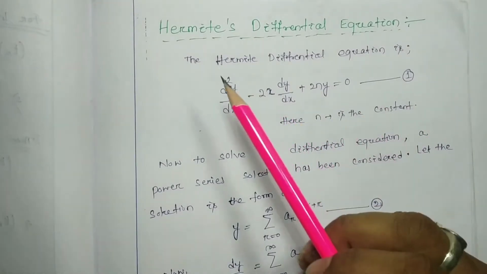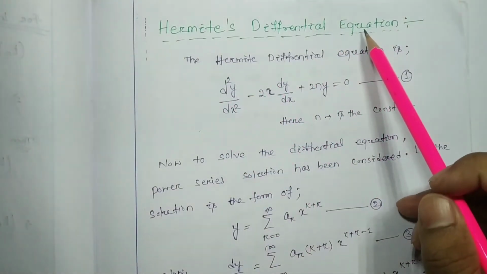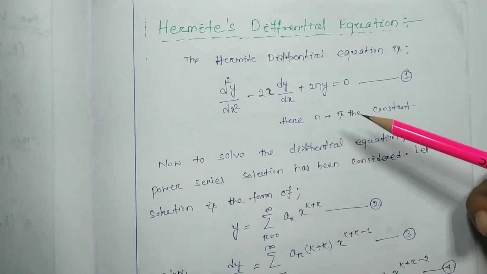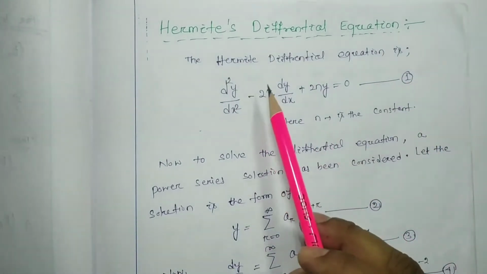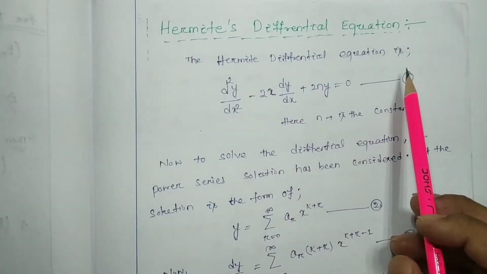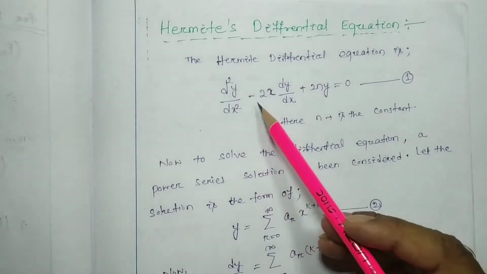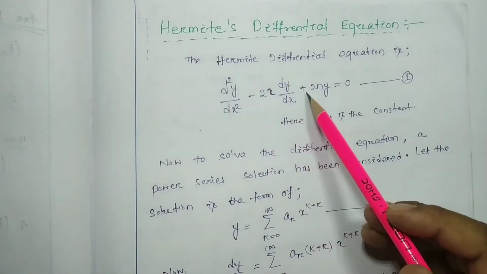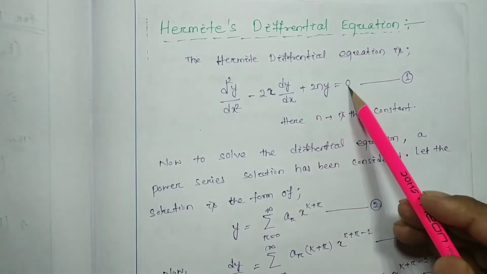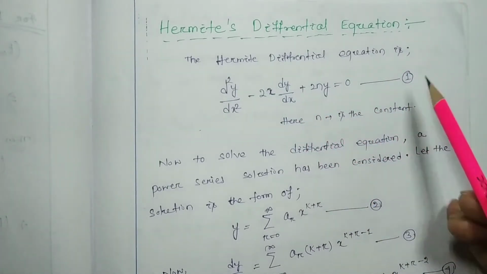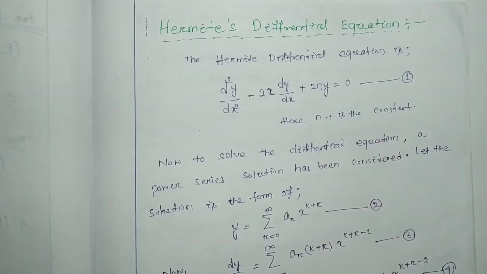Today we are going to discuss the Hermite differential equation and its power series solution. In general, the Hermite differential equation is d²y/dx² minus 2x dy/dx plus 2ny equal to 0. Let it be equation number 1. Here n is a constant.